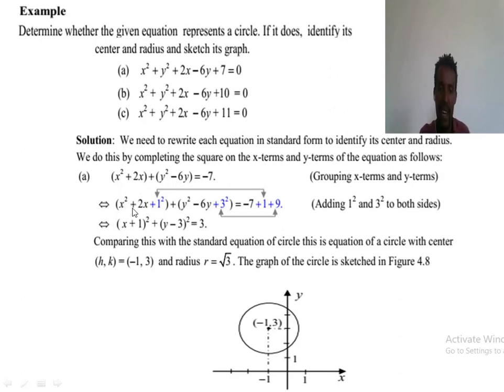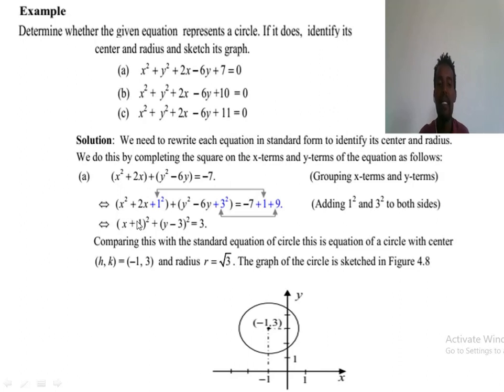now ይህ ማለት ነው ወይም በሌላ አገላለጽ እዚህ ጋር x square plus 2x ነው ስንሰራ x square plus 2x plus 1 square minus 1 square ነው, plus እዚህም ጋር y square minus 6y plus 3 square minus 3 square is equal to minus 7. ከዛ እዚህ ጋር minus 1 square ያልኳትን ወደዚህ እናሻግራለን, minus 3 square ወደዚህ እናሻግራለን. x square plus 2x plus 1 square plus y square minus 6y plus 3 square is equal to minus 7 plus 1 plus 9, that means adding 1 square and 3 square to both sides.